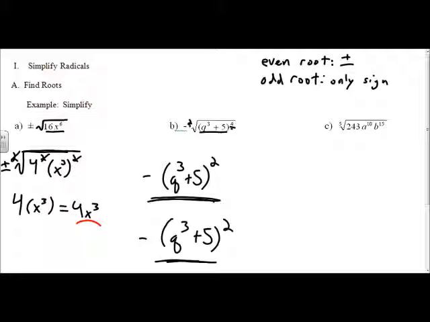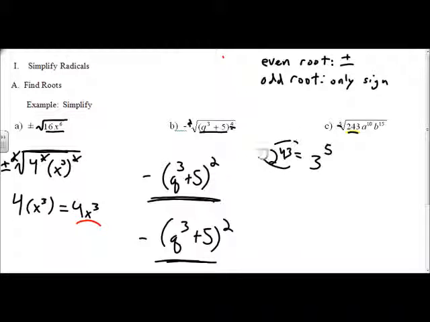So if we apply similar properties to our third example here, C, again, we have the 5th root of 243 times a to the 10th times b to the 15th. Now again, we're looking at everything in terms of 5, or the 5th root. So first thing we want to do is notice that 243 is the same as 3 to the 5th power, because according to our table, 243 equals 3 to the 5th.